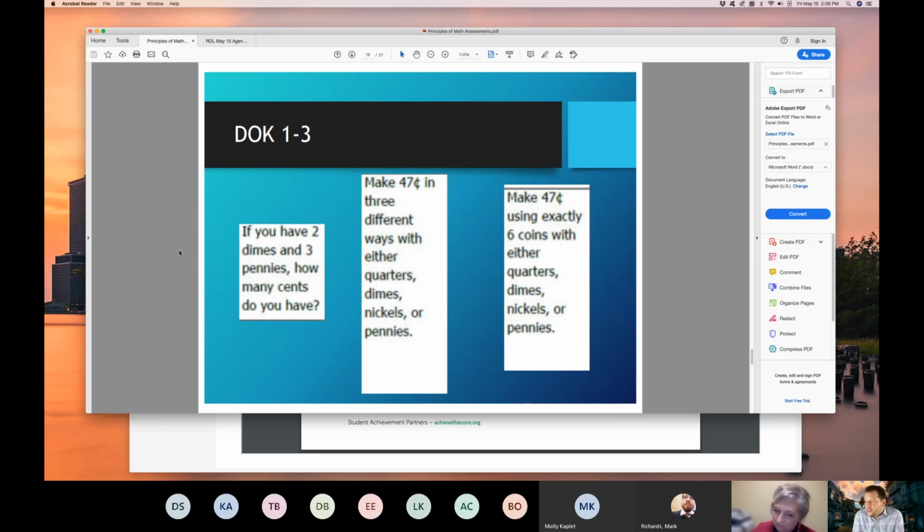All right, let's look at that first one. If you have 2 dimes and 3 pennies, how many cents do you have? Either chat out, show me with your fingers using your camera, or speak out loud. DOK1, DOK2, or DOK3. And remember, we're using school appropriate fingers for those of you who are on video because we are recording this.